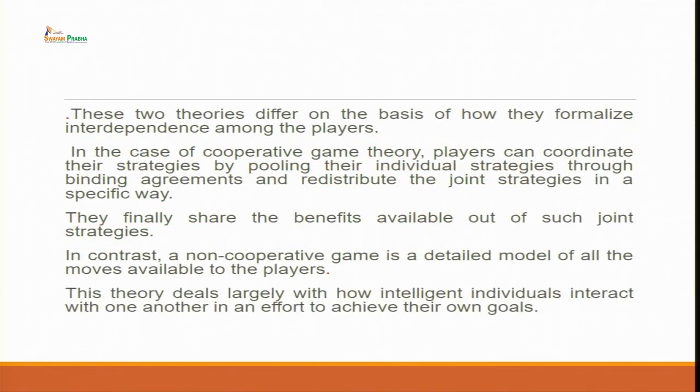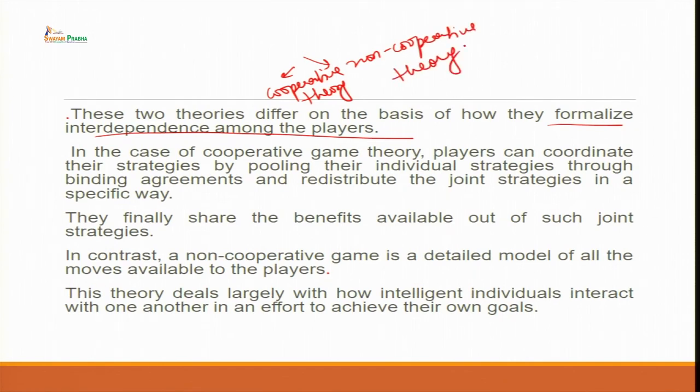So, these two theories that we have just now discussed, game theory and decision theory, differ on the basis of how they formalize interdependence amongst the players. Game theory is further divided into two categories: cooperative theory and non-cooperative theory. The term itself suggests that in game theory, there can be chances that two people who are highly competing and going for a choice of alternatives amongst each other, they may cooperate or they may have a non-cooperative approach.